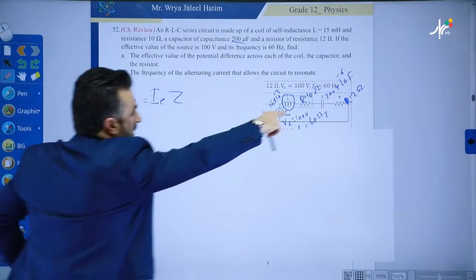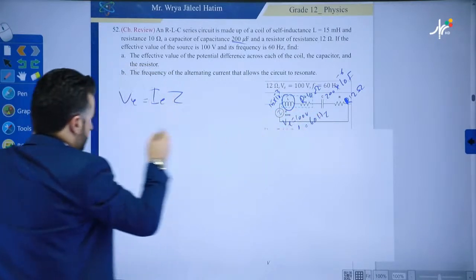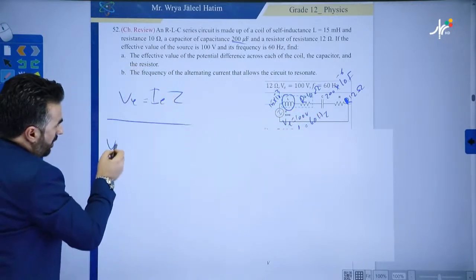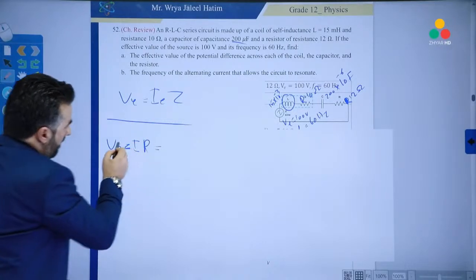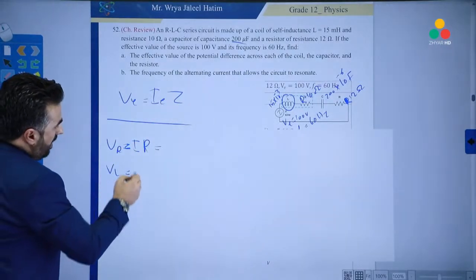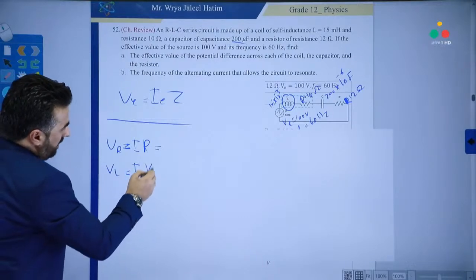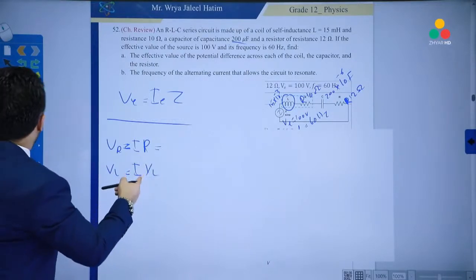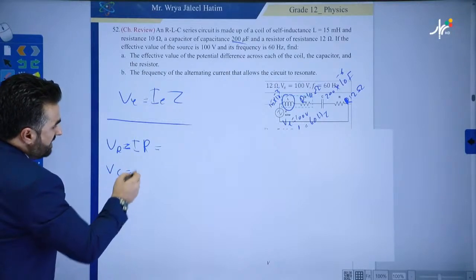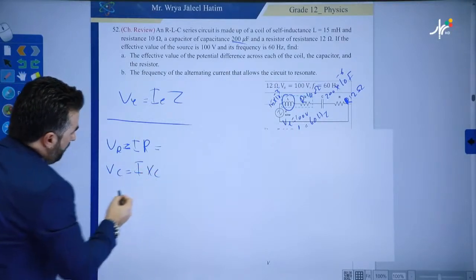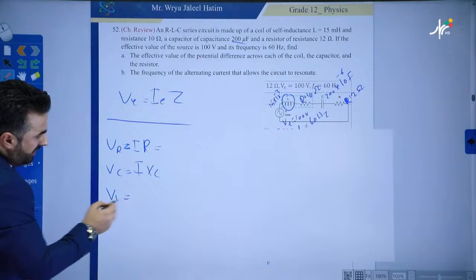In order to find the voltage across each component, of course, we need this. Let's say if I want to find VR, I'll say I times R, yeah? If I want to find VL, I'll say I times XL, yeah? For VC, we'll say I times XC, yeah? But for VL here, it's a bit different, guys, okay? We'll get into this in a second.